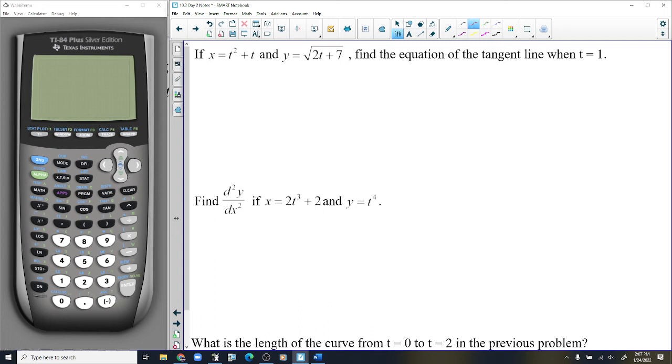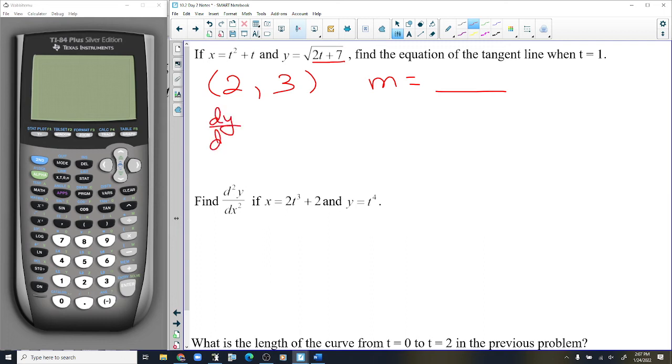Problem 23. All right, we might be able to finish this. If x and y equal that, find the equation of the line tangent when t equals 1. We need a point and a slope. So we plug 1 in, we get 2. Plug 1 in here, 9. Square root of 9 is 3. So the point is (2, 3). But now we need the slope.